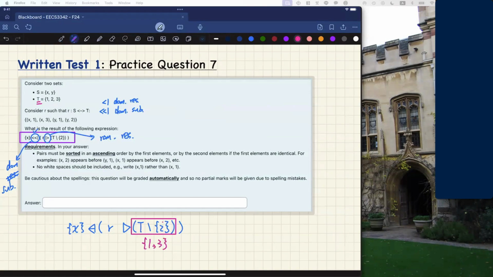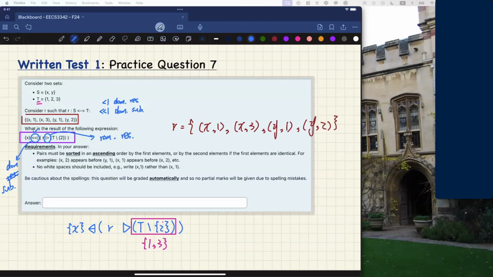All right, and then let me put R over here just for us. So R is actually here. R is x1, x3, y1, and y2. All right, let's now do that.